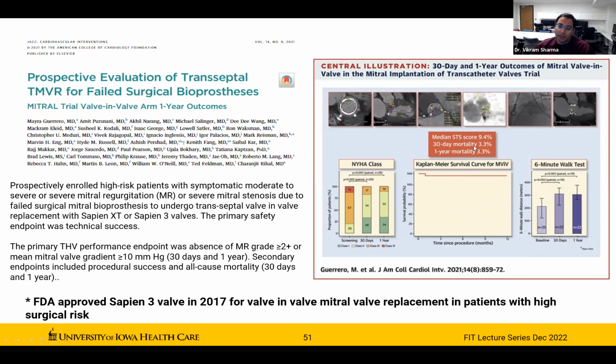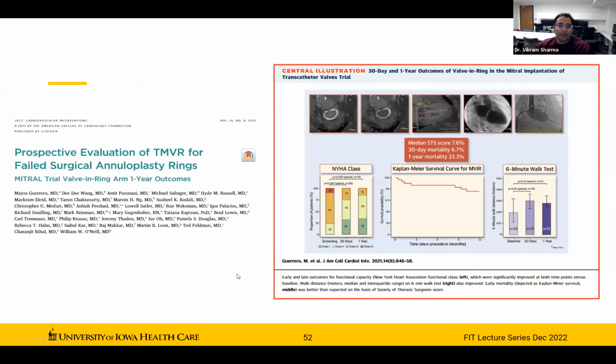So 30-day mortality was pretty low, 3.3%, and there were no additional deaths at 1 year. And then here we see, as compared to before valve implantation, there was a significant improvement in NYHA class at 30 days, and this was sustained at 1 year. There was also improvement in the 6-minute walk. So this was really very promising. And so, around this time, the FDA approved the SAPIEN 3 valve for valve-in-valve mitral replacement in those patients who had a high surgical risk for a redo mitral valve replacement.